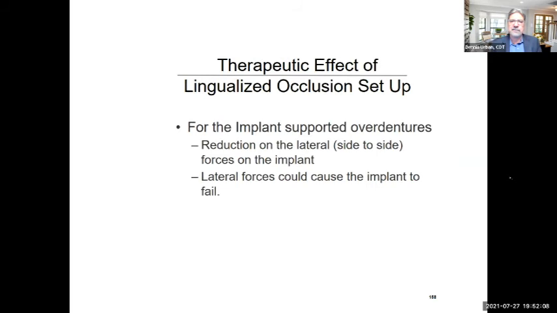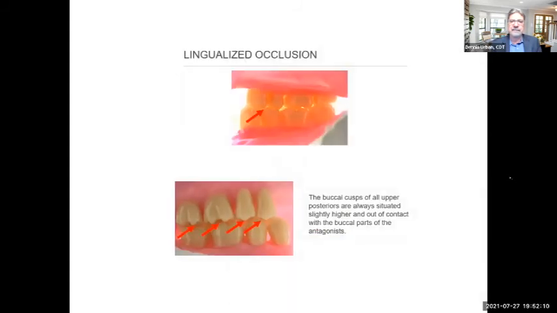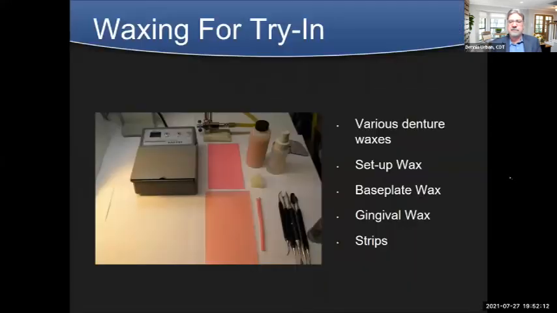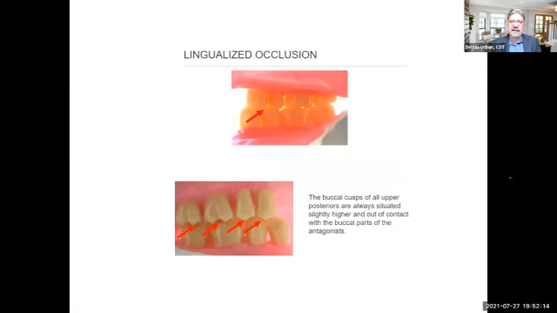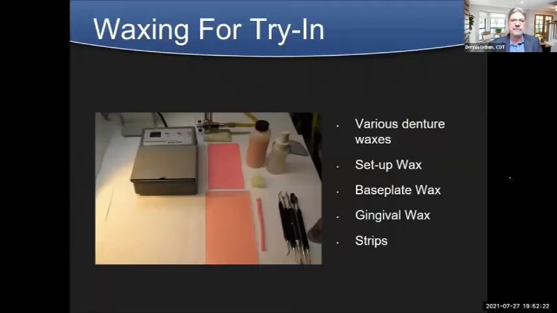Lateral forces could cause the implant to fail. And you can see the buccal cusps are flared out just slightly and out of contact with the buccal parts of the lower. Because of that, a lot of times it's going to push away that cheek and eliminate any cheek biting also.